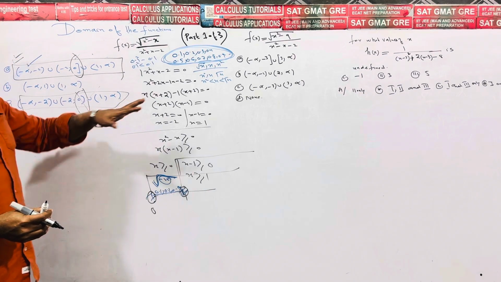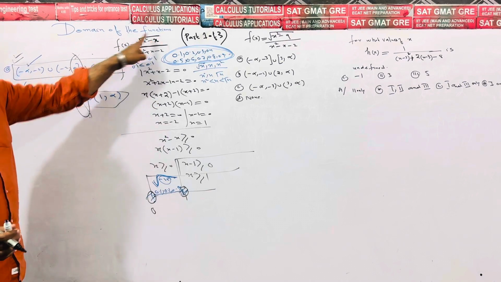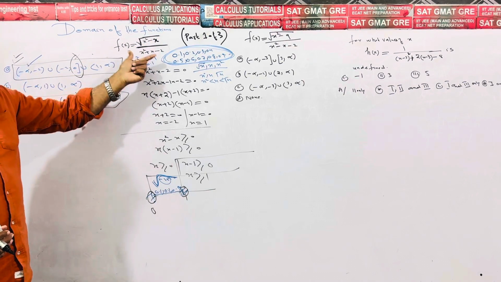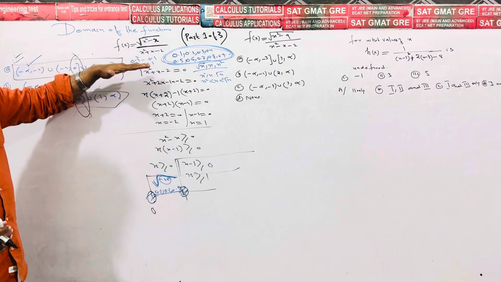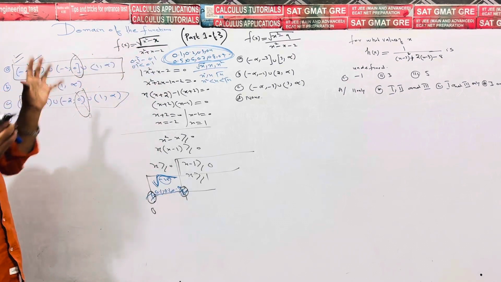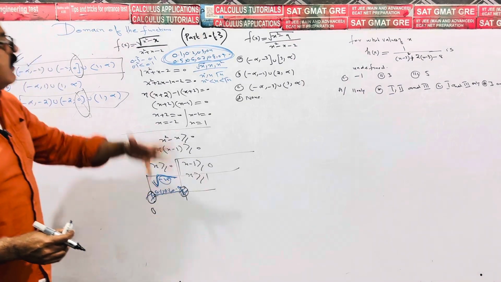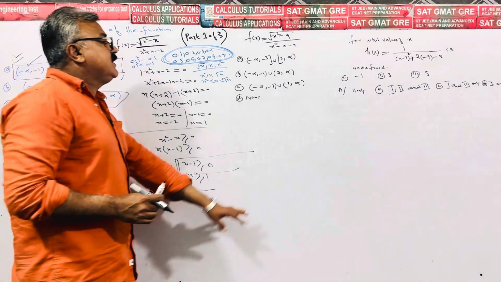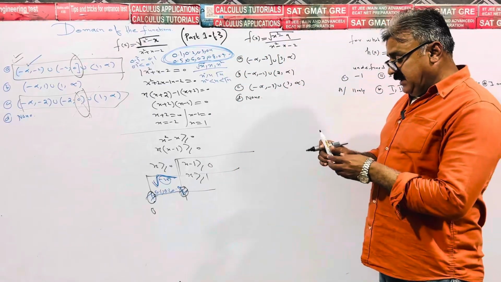Let me summarize again. In case of under root, we cannot afford negative values, and the denominator doesn't vanish. So take care of these two things in case of an algebraic expression, where there is neither trigonometric function nor log. Okay, go ahead. Question number 2, almost a replica of this type, but it will give you a good concept as well.